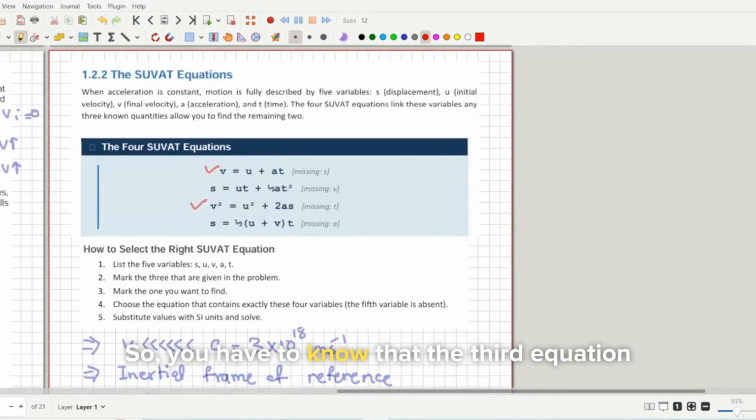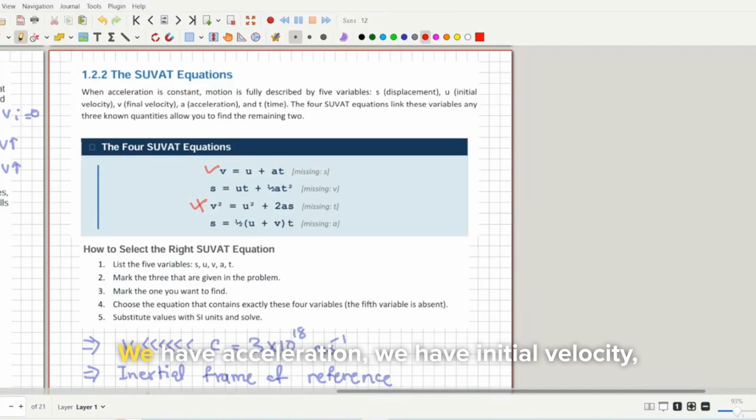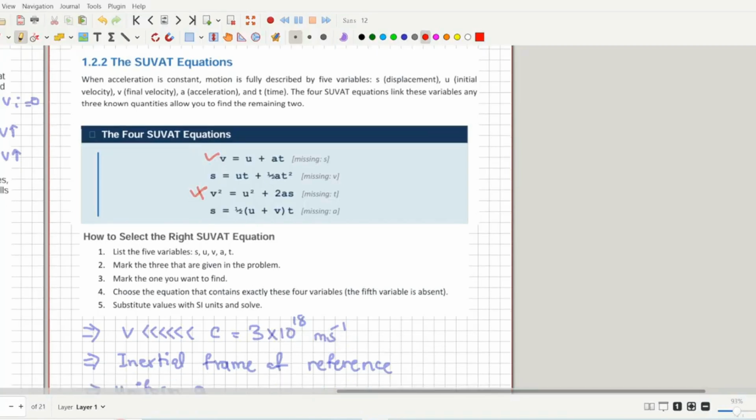The third equation has distance, so we won't be using the third equation because we don't have the distance. We have acceleration, we have initial velocity, but we don't have distance. In the first equation we have initial velocity, we have acceleration, and we also have time. So now you know that you want to use the first equation.